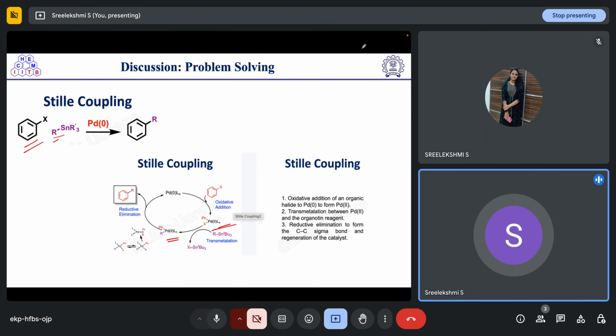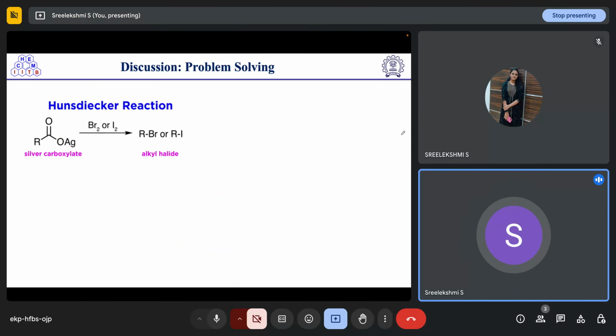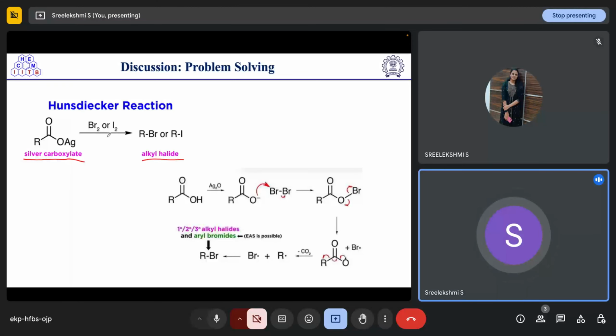Now, in the third lecture, we have seen radical reactions and the formation of carbon-carbon and carbon-halogen bonds. There we have seen one named reaction, that is the Hunsdiecker reaction. This is basically the conversion of silver carboxylate into alkyl halide by treating it with bromine or iodine. And the mechanism is like this.